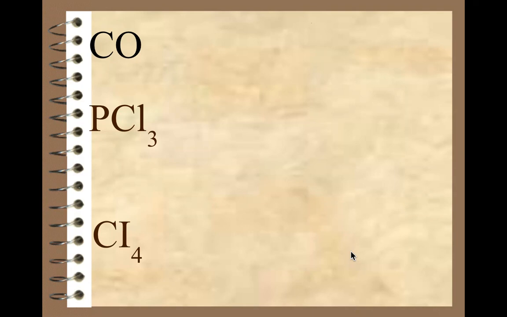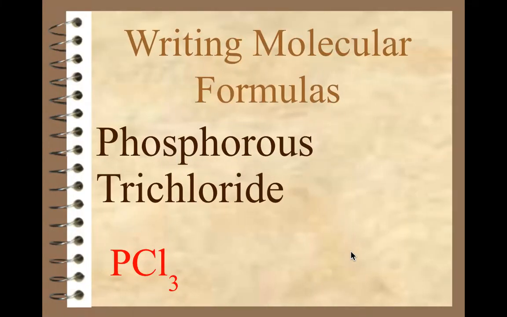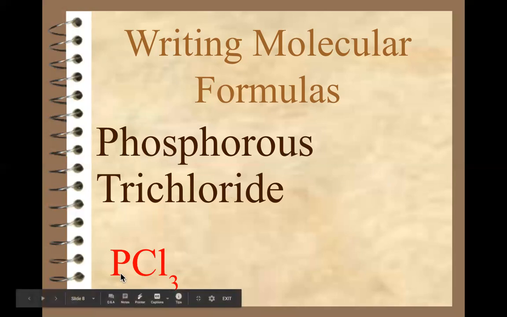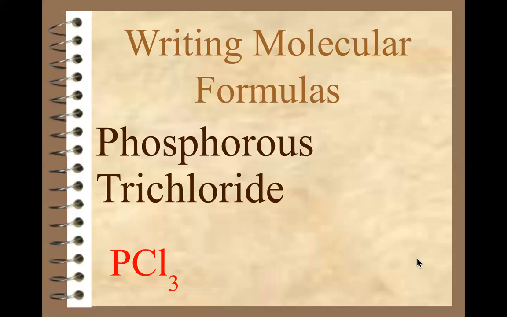Okay, so let's move on to the next slide. Now we are doing the reverse. So now the names are given. You have to write the formulas. So phosphorus trichloride. When it says simply phosphorus, that is only one phosphorus, P. Then tri means three. What is three? Chloride. So Cl3.